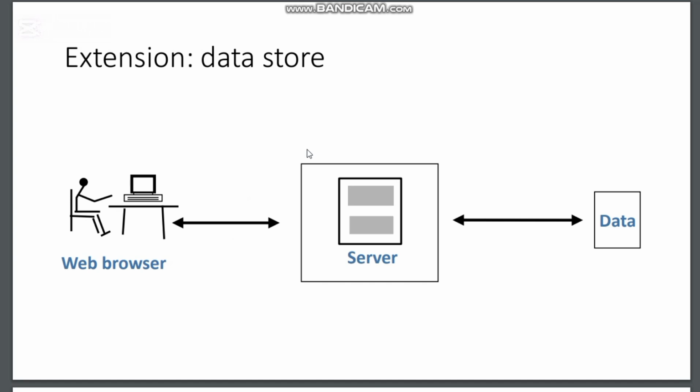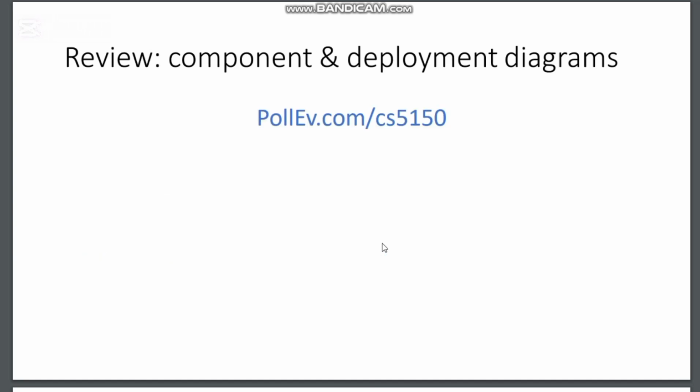Now we have the extension, the data store. Here the client side is the web browser, and there is a web server, and then the data from this web server is stored separately. For example, if you have apps which store the login data and also the profile picture, then this data will be stored in a database rather than on the web server. So this is basically the extension which includes data storage separately.